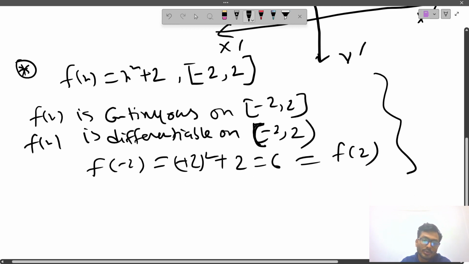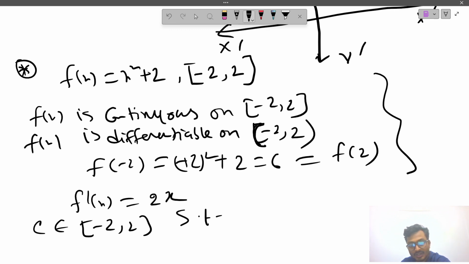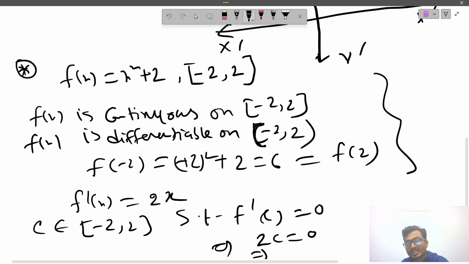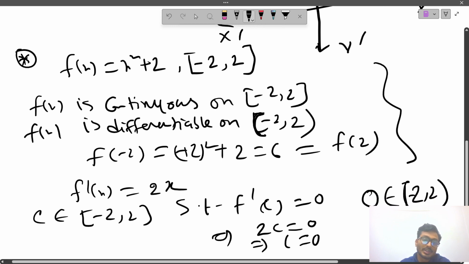Now we are going to see if there exists a c in the interval (-2, 2) where f'(c) is 0. So what is f'(x) here? f'(x) is 2x. Now let c belong to (-2, 2) such that f'(c) is 0. That means 2c is 0. So what is our c? c is 0, and we can see that this 0 belongs to the interval (-2, 2), right? So Rolle's theorem is applicable for this function.